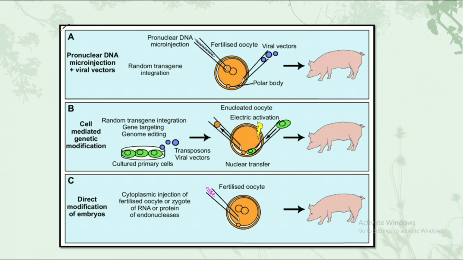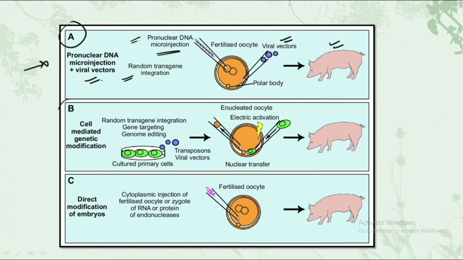So, if we look at the various methods by which a transgenic animal could be produced, the first method could be pronucleus microinjection plus viral vectors. In this, we are injecting the pronuclear DNA with the help of the microinjection technique, and there occurs a random transgene integration, and as a result we have the formation of the transgenic organism. In this, we are using viral vectors as the carriers.